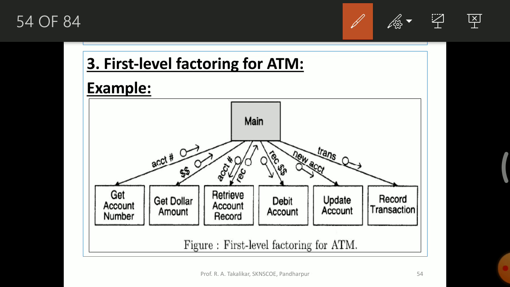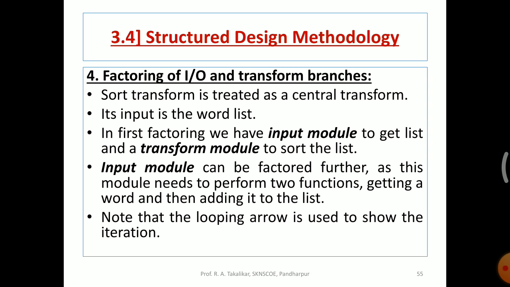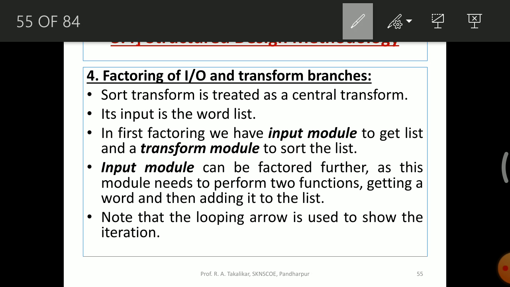In the third step, that is first level factoring, only one level has been created. In the fourth step, some more levels will be created. Let us see what this fourth step does. The sort transform is treated as the central transform. So here the sort transform will be considered as the central transform.